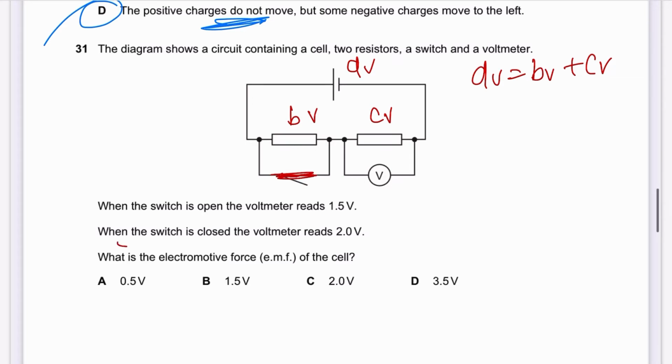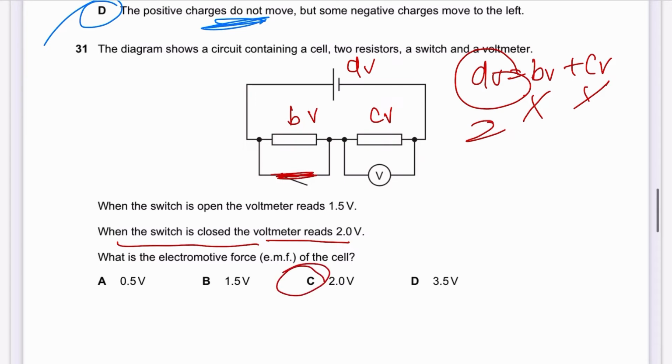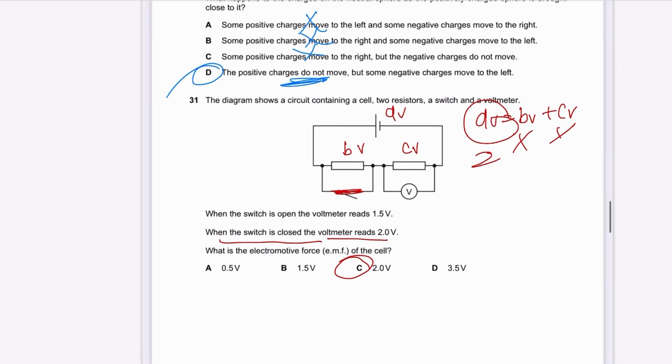So we're told when the switch is closed, the voltmeter reads 2 volts. So this would then be 2, regardless of what this and this may be. Therefore, the EMF of the cell, or the total voltage across both the resistors, is 2 volts. So that is also the EMF of the cell, which is C, 2 volts.